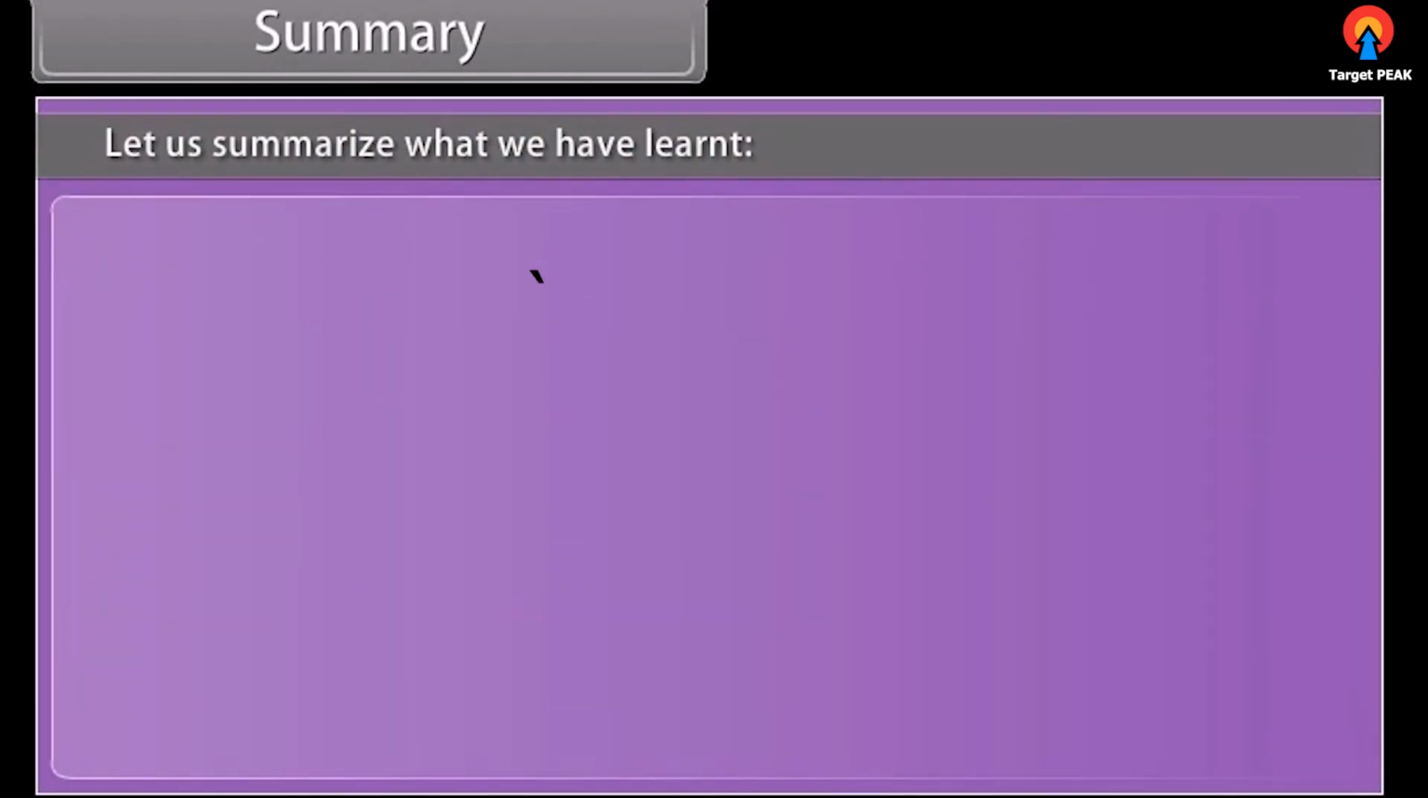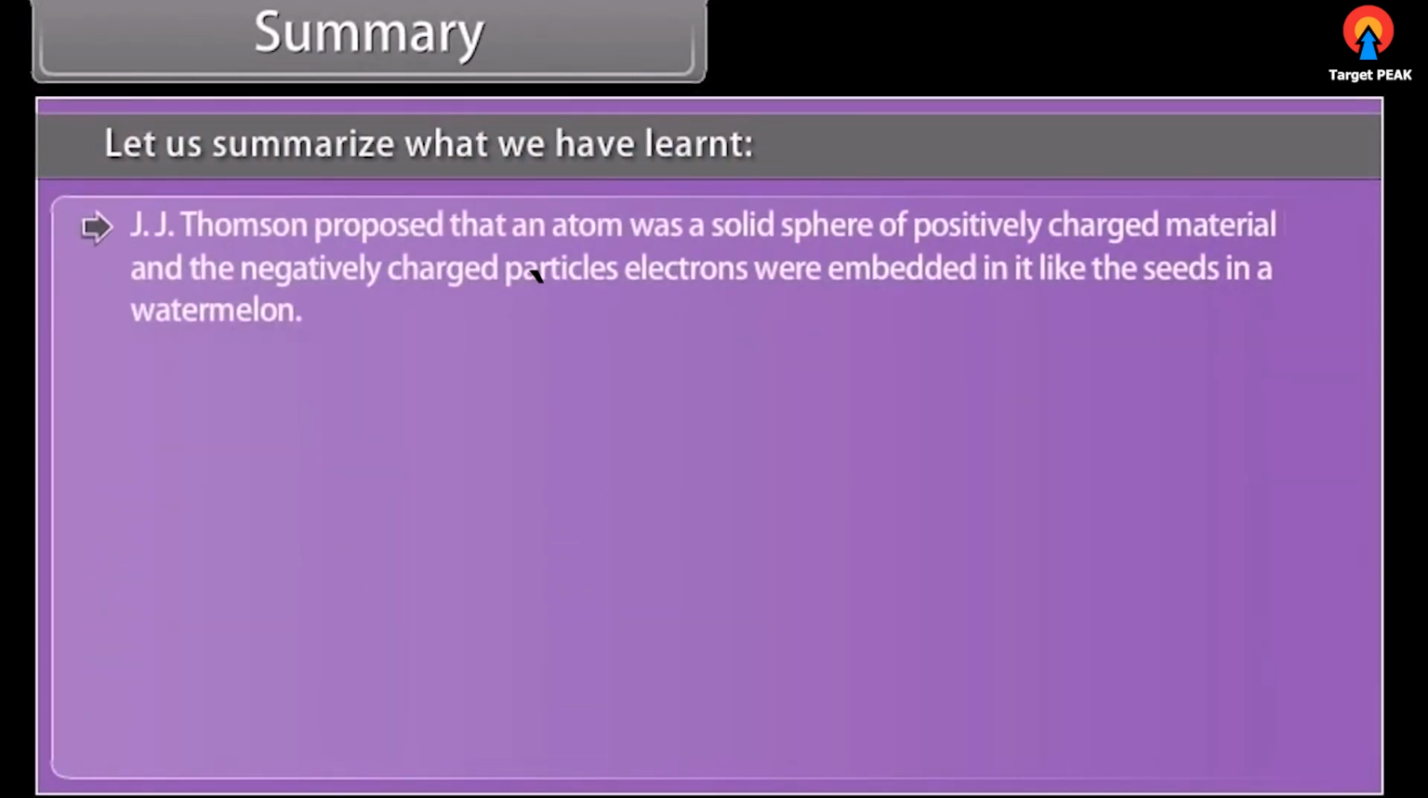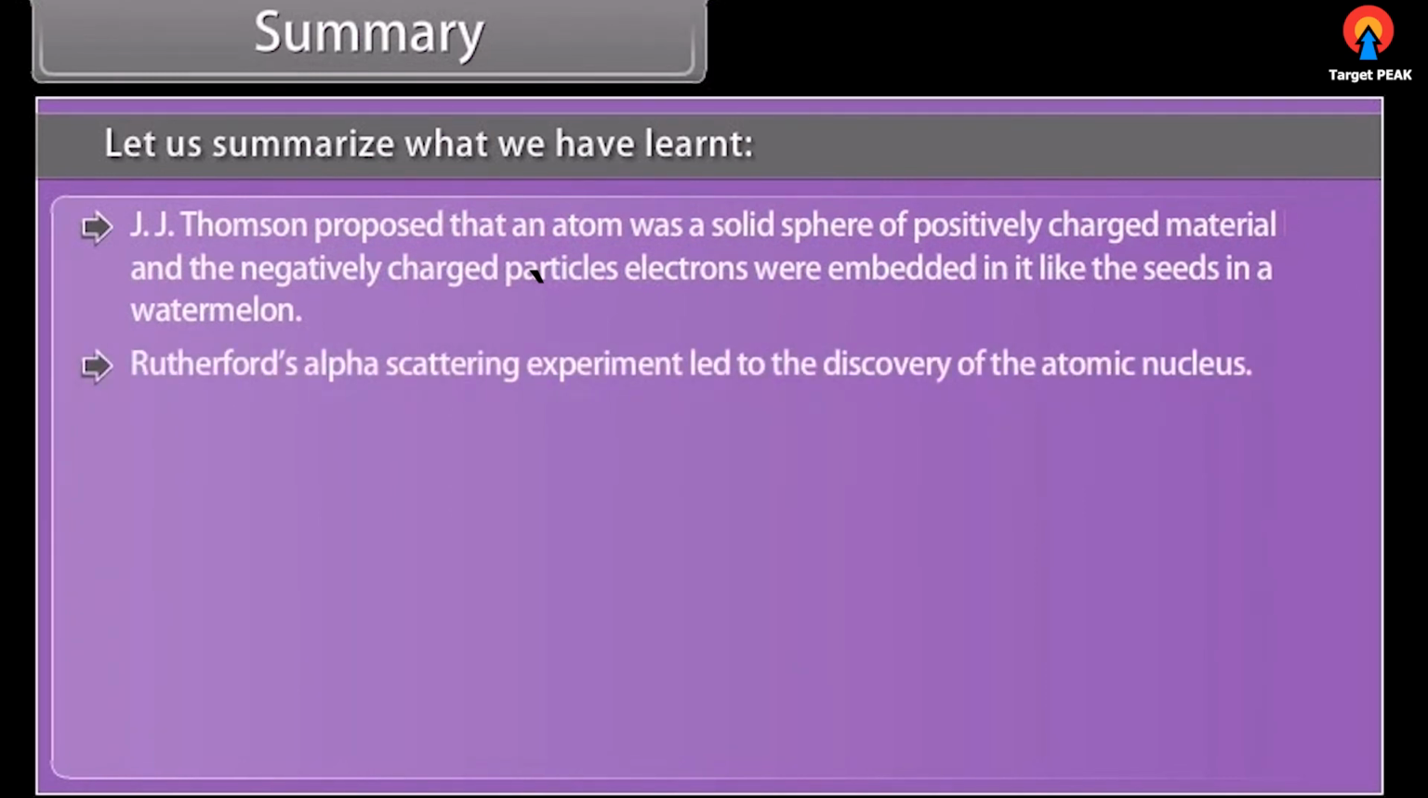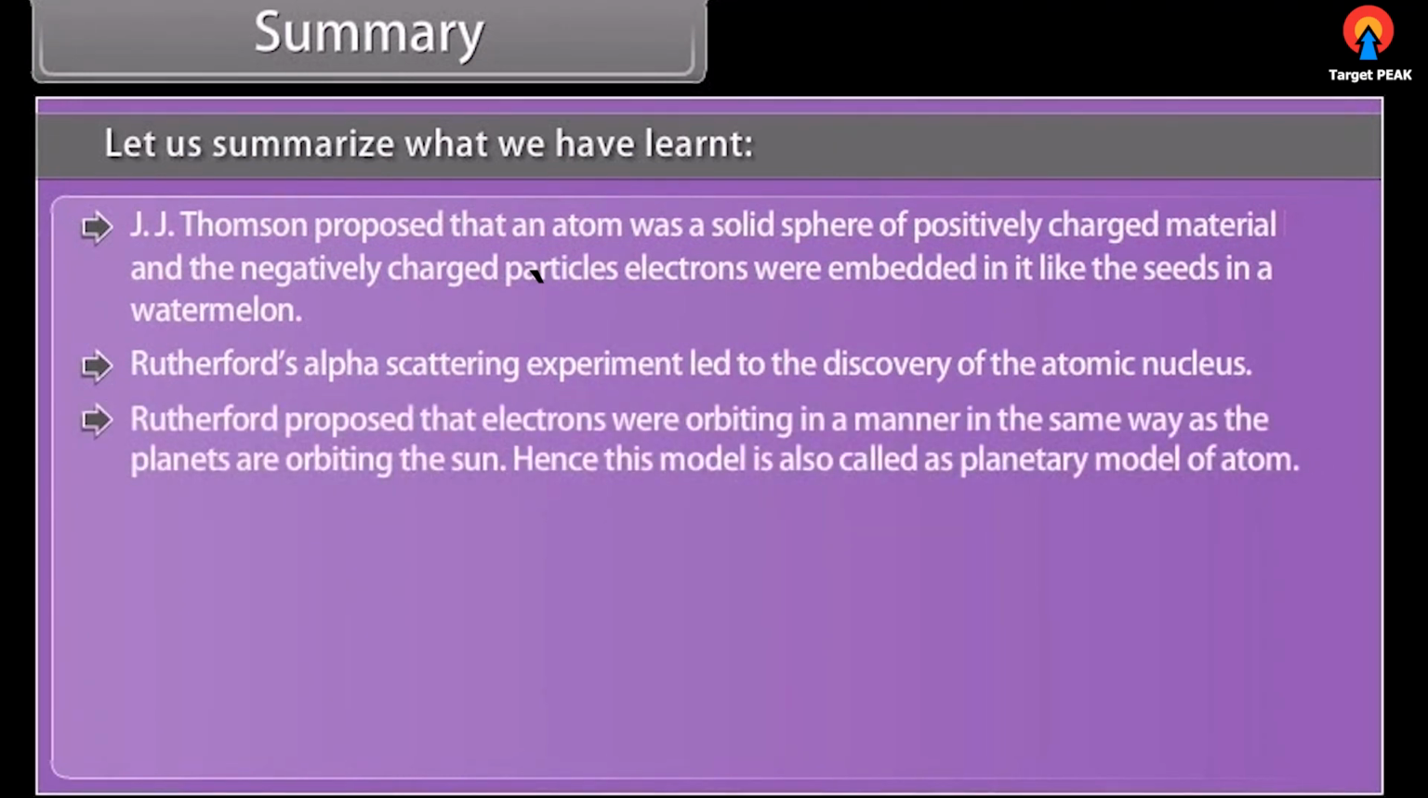Summary. Let us summarize what we have learned. J.J. Thomson proposed that an atom was a solid sphere of positively charged material, and the negatively charged particles, electrons, were embedded in it like the seeds in a watermelon. Rutherford's alpha scattering experiment led to the discovery of the atomic nucleus. Rutherford proposed that electrons were orbiting in the same way as the planets are orbiting the Sun. Hence, this model is also called the planetary model of the atom.